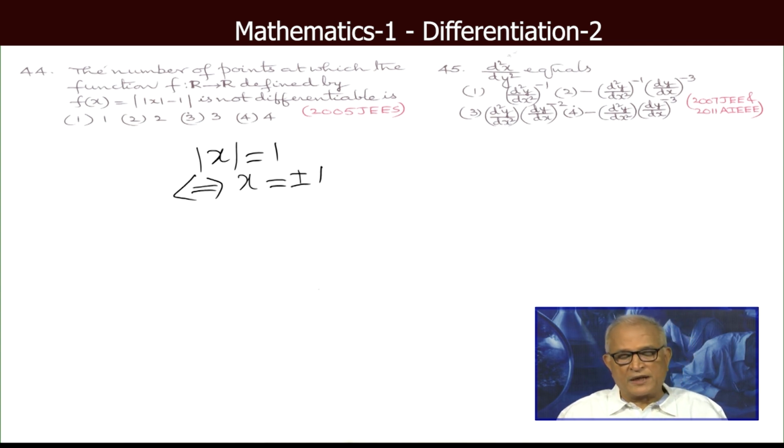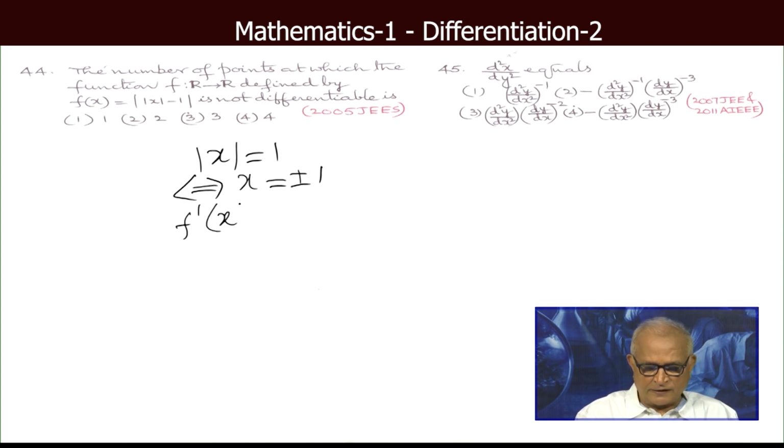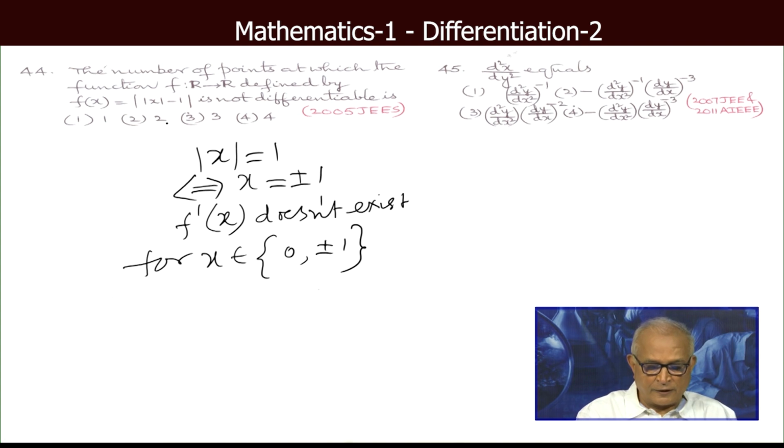వీటి దగ్గర mod x minus 1కి డెరివేటివ్ లేదు, ప్లస్ 1 దగ్గర మైనస్ 1 దగ్గర, బికాజ్ mod x minus 1 0 అవుతుంది కాబట్టి. mod x minus 1కి డెరివేటివ్ ఉండాలంటే mod x డెరివేటివ్ ఉండాలి. mod x డెరివేటివ్ లేనటువంటి పాయింట్ x ఈక్వల్ 0. సో దేర్ ఫార్ f dash x doesn't exist for x belongs to 0 and plus or minus 1. So 3 points in all.